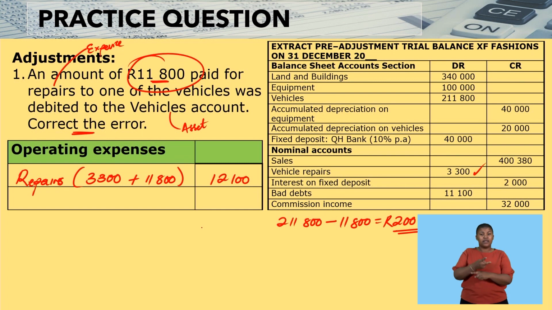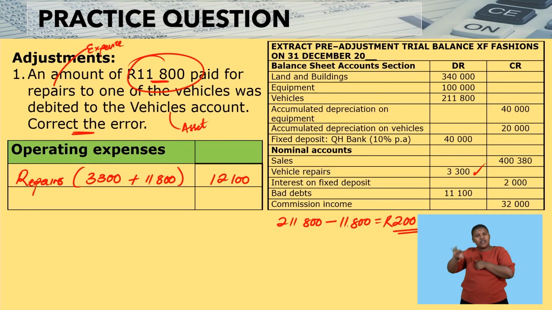Very important once again. Once repairs are debited to the land and buildings, that's an error. And how we correct it is we subtract that amount from the land and buildings or the vehicles account, because in this case, they were debited to vehicles. You may find that they can be debited to land and buildings or to equipment. Either case, it should be taken from the asset account and should be taken to the repairs account. You should subtract it from that particular asset account. In this case, we subtracted it from our vehicles account. So we remain with 200,000 for vehicles, and the 11,800 goes to repairs.